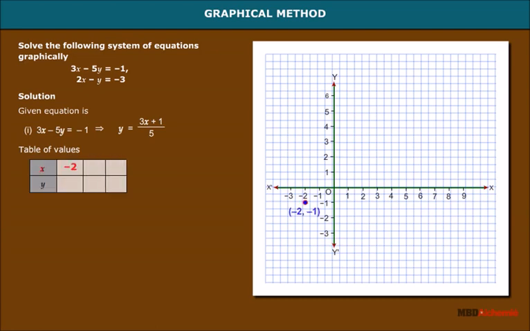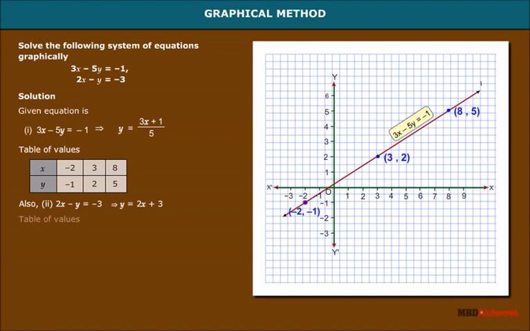Tables of values. When x is equal to minus 2, then y is equal to minus 1. X is equal to 3, then y is equal to 2. X is equal to 8, then y is equal to 5. Also, 2x minus y is equal to minus 3. This implies y is equal to 2x plus 3.